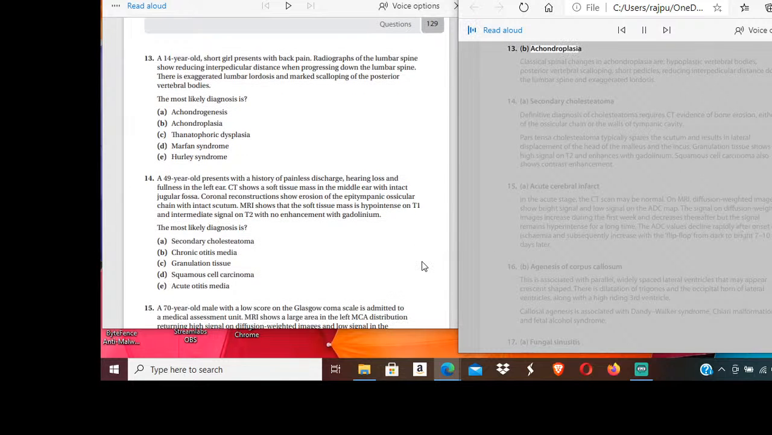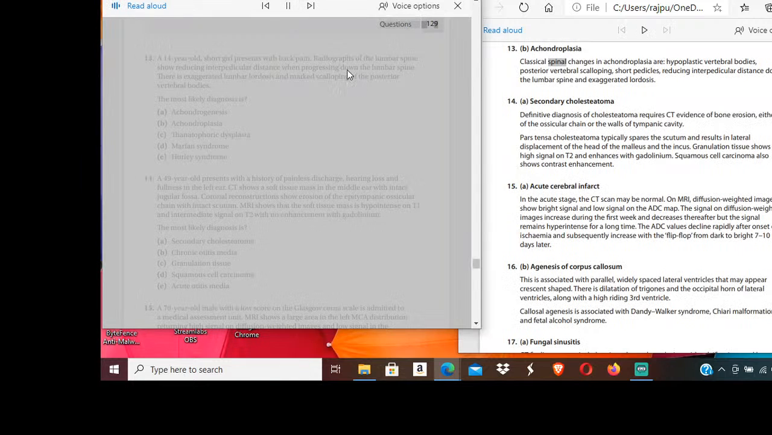13. B. Achondroplasia. 13. A 14-year-old short girl presents with back pain. Radiographs of the lumbar spine show reducing interpedicular distance when progressing down the lumbar spine. There is exaggerated lumbar lordosis and marked scalloping of the posterior vertebral bodies.